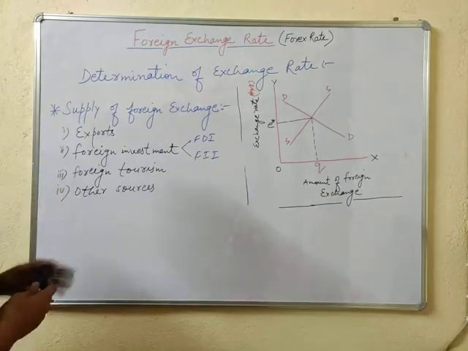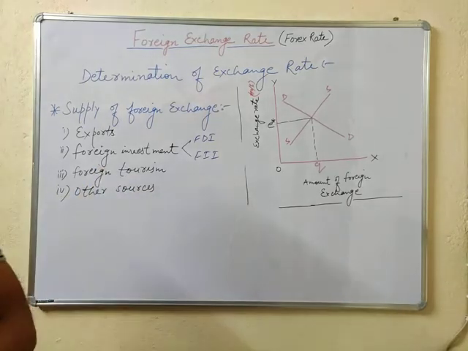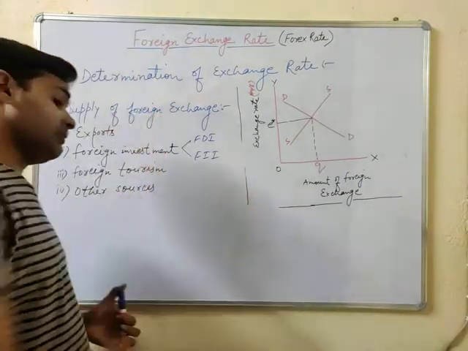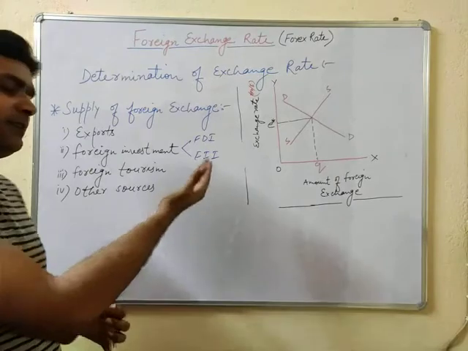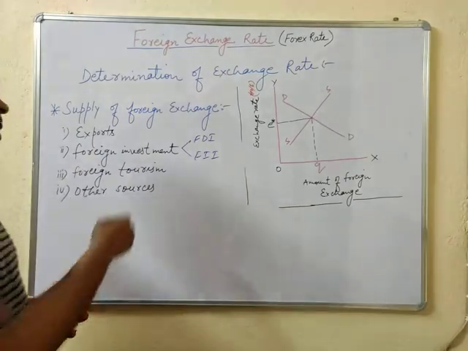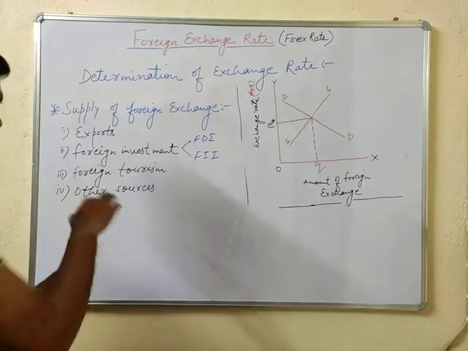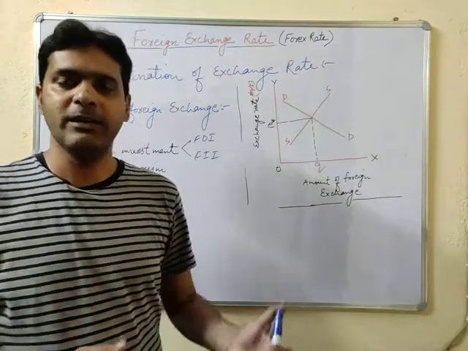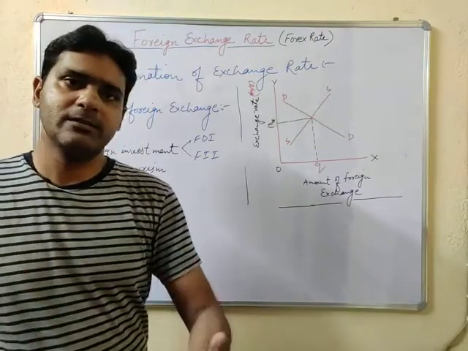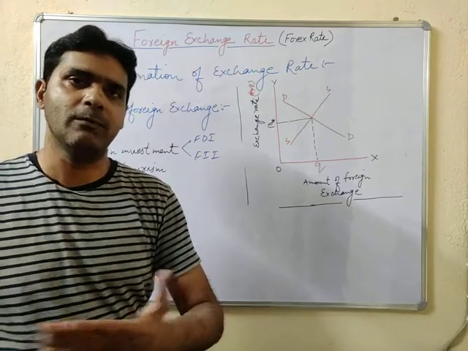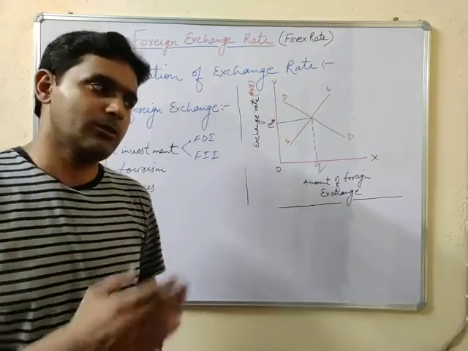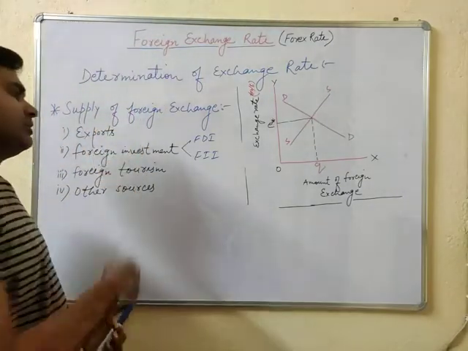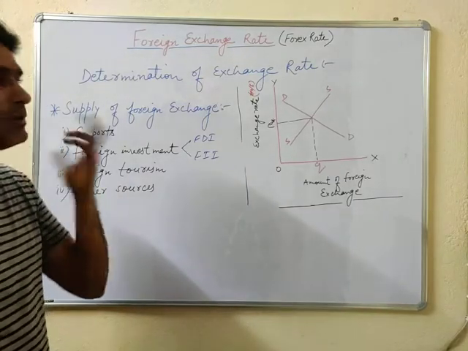Then the third one is foreign tourism. Again, tourism abroad was in the case of demand for foreign currency, and if foreigners are coming to our country, then they will bring foreign exchange with them. So it is a good source of foreign inflow. Other sources include factor earnings from abroad, the NRIs who send amounts known as remittance, or the grants or gifts which we get from abroad. So these all are the sources of supply of foreign exchange.